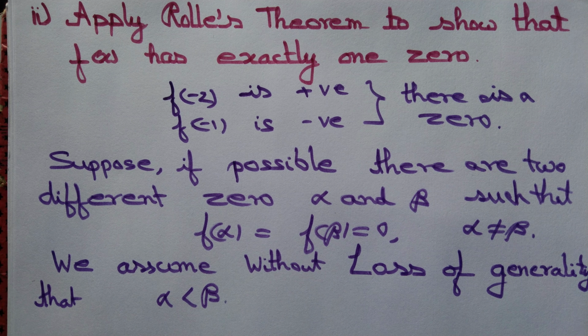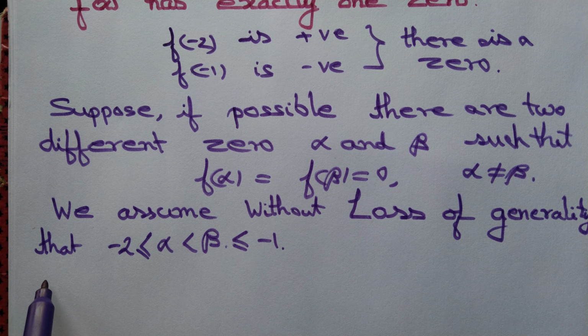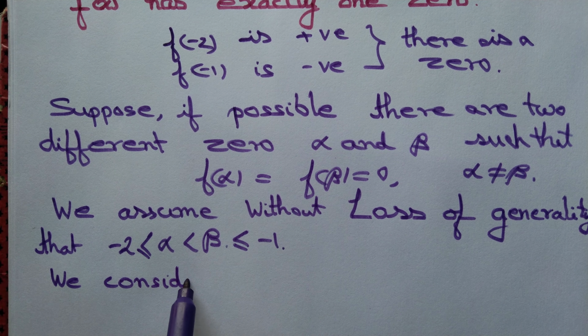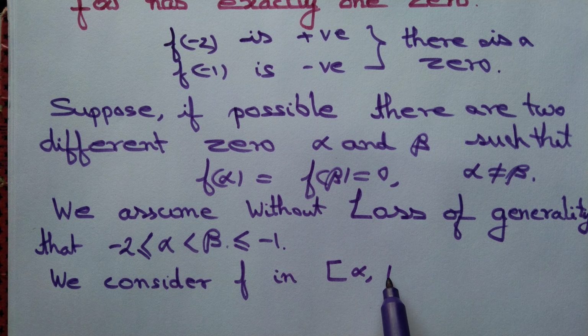Obviously alpha and beta, we are assuming that such roots exist in the interval [-2, -1]. So alpha has to be greater than or equal to -2 and less than or equal to -1. Beta also has to be less than or equal to -1. Both have to be lying between -2 and -1. Okay, now we consider the interval [alpha, beta]. We consider f in the interval [alpha, beta].